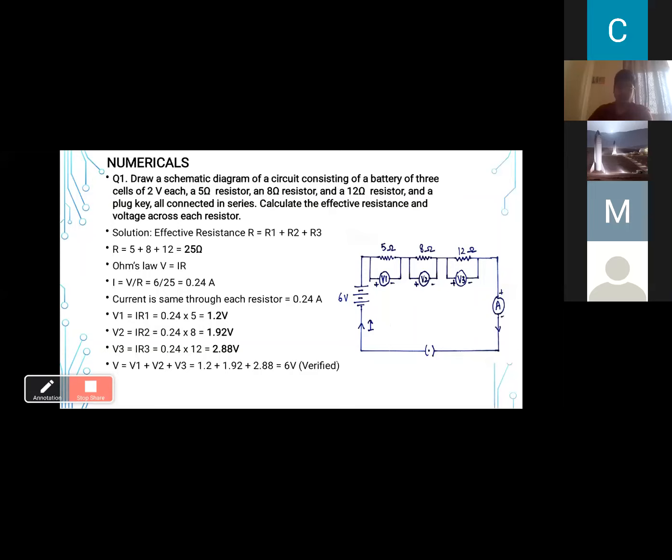That means the voltage is being divided between all the three resistances. Okay, is it clear? To verify also, you can add up the voltages together, and you will get a value equal to the total voltage of the circuit. Clear? Now coming to the next one.